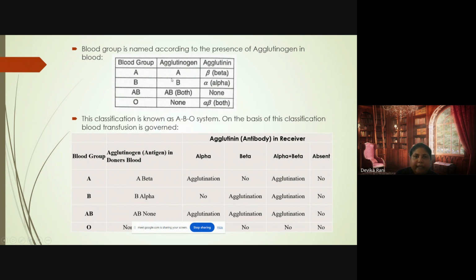A person with blood group A has A agglutinogen and agglutinin beta. A person with blood group B will have B agglutinogen and alpha agglutinin. Blood group AB will have agglutinogen AB, that is both types of agglutinogens, and no agglutinin. And O has no agglutinogen, and it has both types of agglutinin. So this forms the basis of the classification, which is known as the ABO system of blood group.